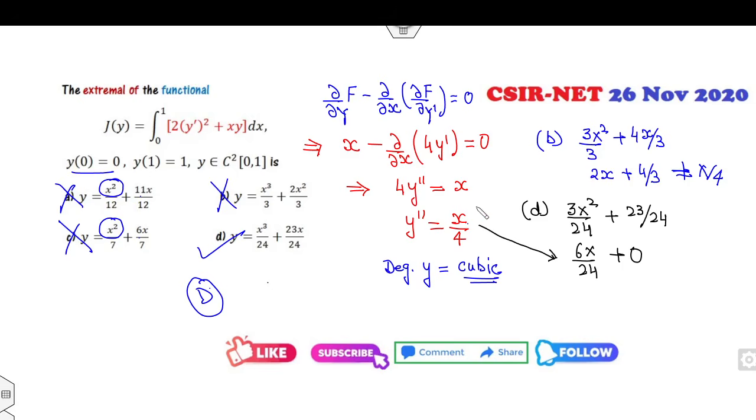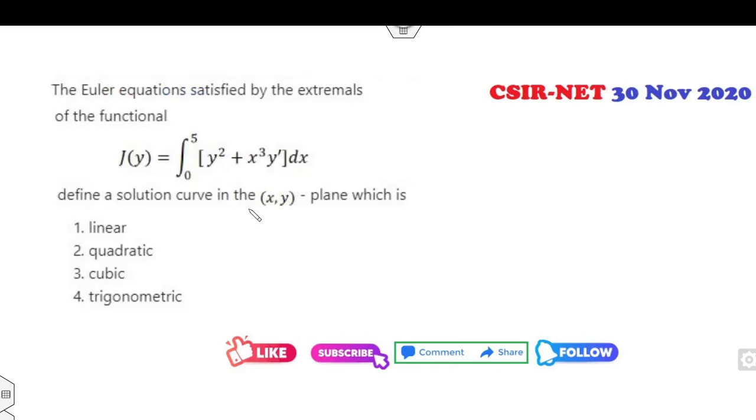Always remember student, there is no need to integrate them. Always solve partially with respect to y and look at the options.